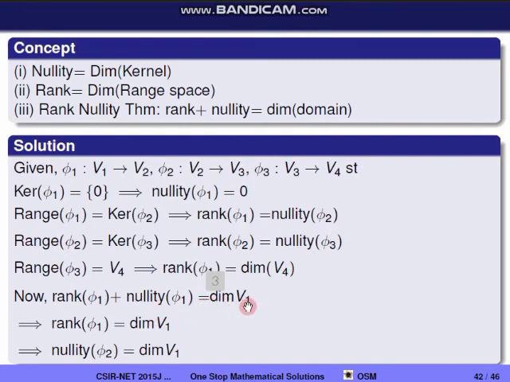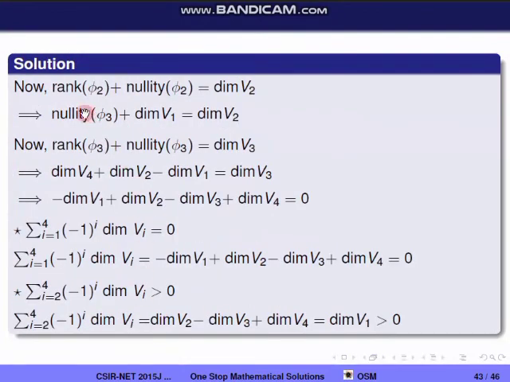v1. We have nullity of phi1 is equal to 0. So we get rank of phi1 is equal to dimension v1, and rank of phi1 is equal to nullity of phi2. This implies nullity of phi2 is equal to dimension v1. Similarly for phi2, rank of phi2 plus nullity phi2 is equal to dimension v2. We have rank of phi2 is equal to nullity phi3, and using the above equation, nullity of phi2 is equal to dimension v1. So this implies nullity phi3 plus dimension v1 is equal to dimension v2.